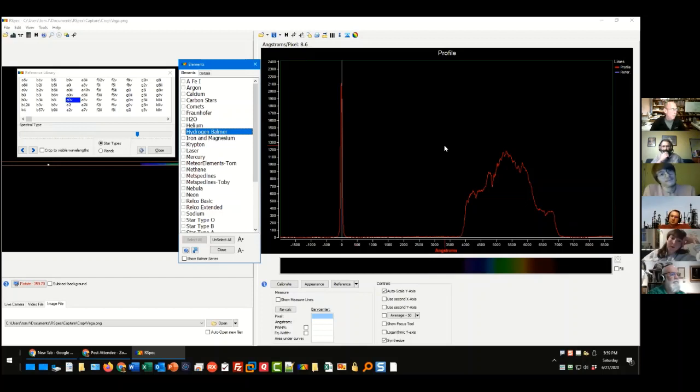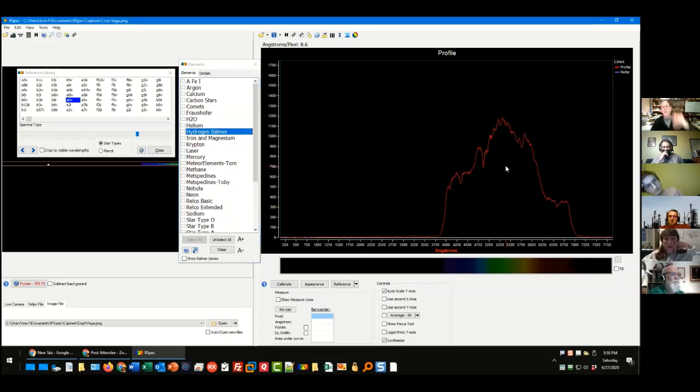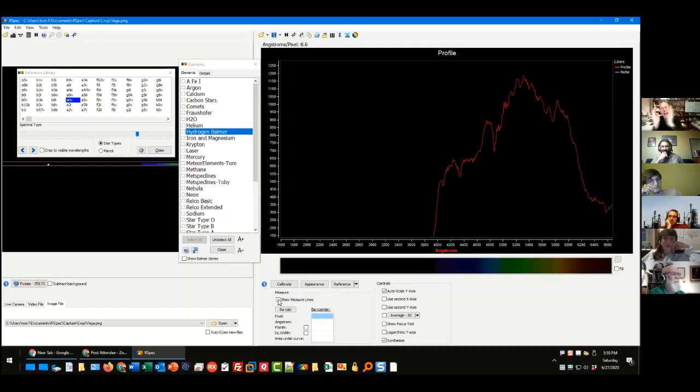In fact, professionals don't use the shape of this curve to measure the temperature of a star. I mean, originally they did, but now they use the presence of different lines. Not only whether the line is there, but how strong the line is, how wide the line is. And they actually look at the ratio of the line width between helium and some other elements.